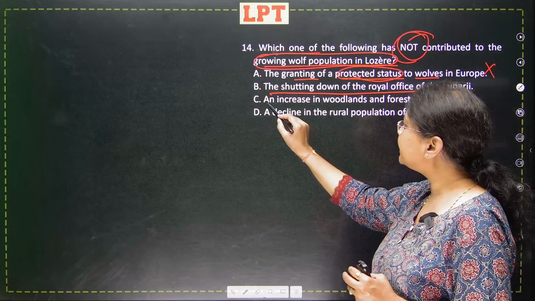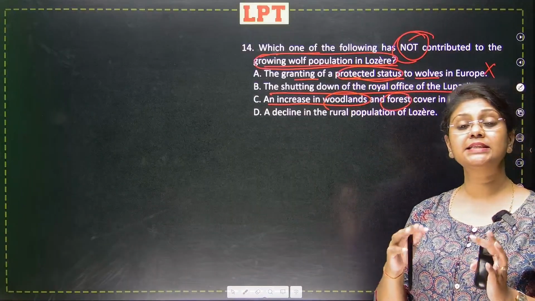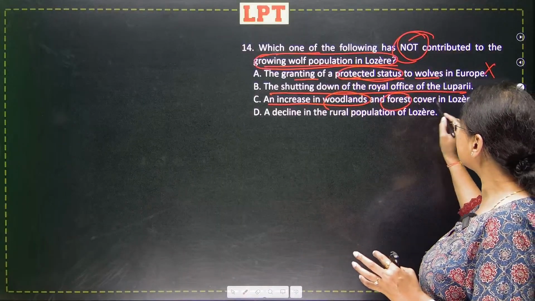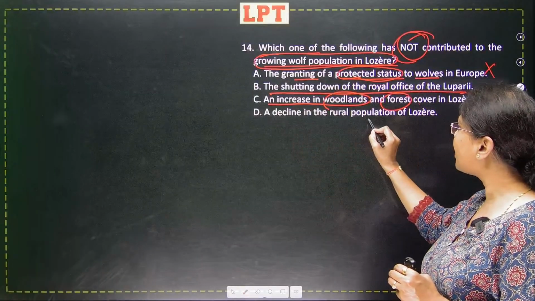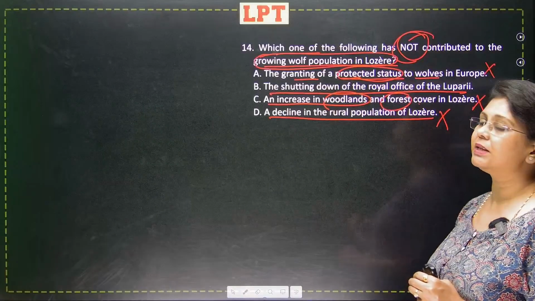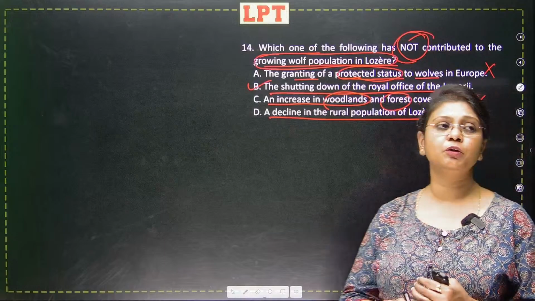Okay, it says an increase in woodlands and forest covers. Of course, it has led to the growing population of wolves. So this is again mentioned. This cannot be the answer. It says a decline in the rural population of Lozère. Again, this has been mentioned in the passage. This cannot be the answer. The answer would be B, the shutting down of the royal office of the Lupari.